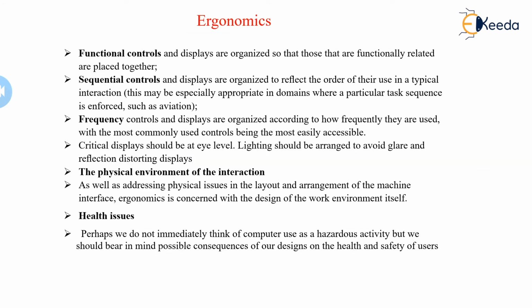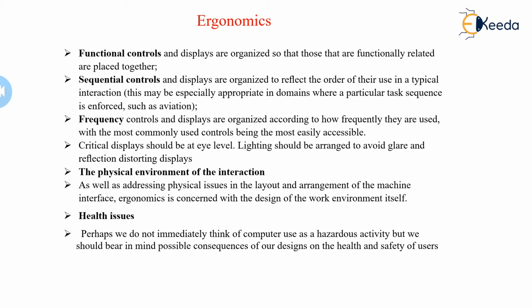Now in ergonomics there are certain functional keys, the function controls. The exact organization will depend upon the domain and the application, but a possible organization will include functional controls and displays that are organized so that functionally related ones are together. Sequential controls and displays are organized to reflect the sequence that will be followed and what type of interaction they will communicate, maybe in a domain where a particular task sequence is ordered.